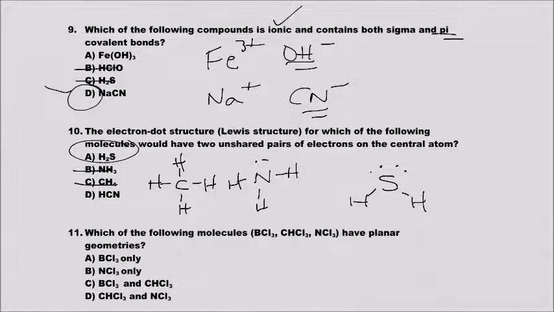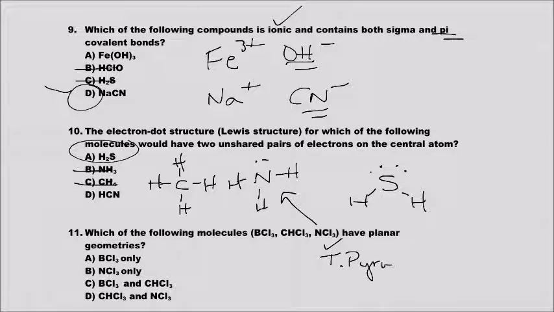Number 11, which of the following molecules have planar geometries? Okay, well, let's just think about what that even means. That means that all the bonded atoms are in the same plane, and if we built this molecule, it would really look flat. Okay. So, if we think about this, let's just go through each of these types of molecules, and I'm going to start with this one because we just drew NH3, so NCl3 would be the same. And this is trigonal, but it's pyramidal, okay?